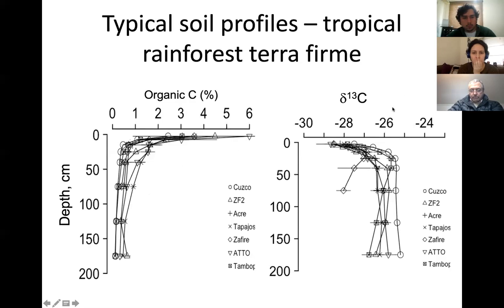If we look at the carbon-13, what we see are values of about -28 per mil at the surface. And you'll see this in many, many soil profiles: there'll be an enrichment of about 2 per mil as you go deeper into the soil, and then that also levels off. Or in some cases, like this Zafiri soil, or even Tambopata, it seems to have a minimum and then enrich again as you go deeper.